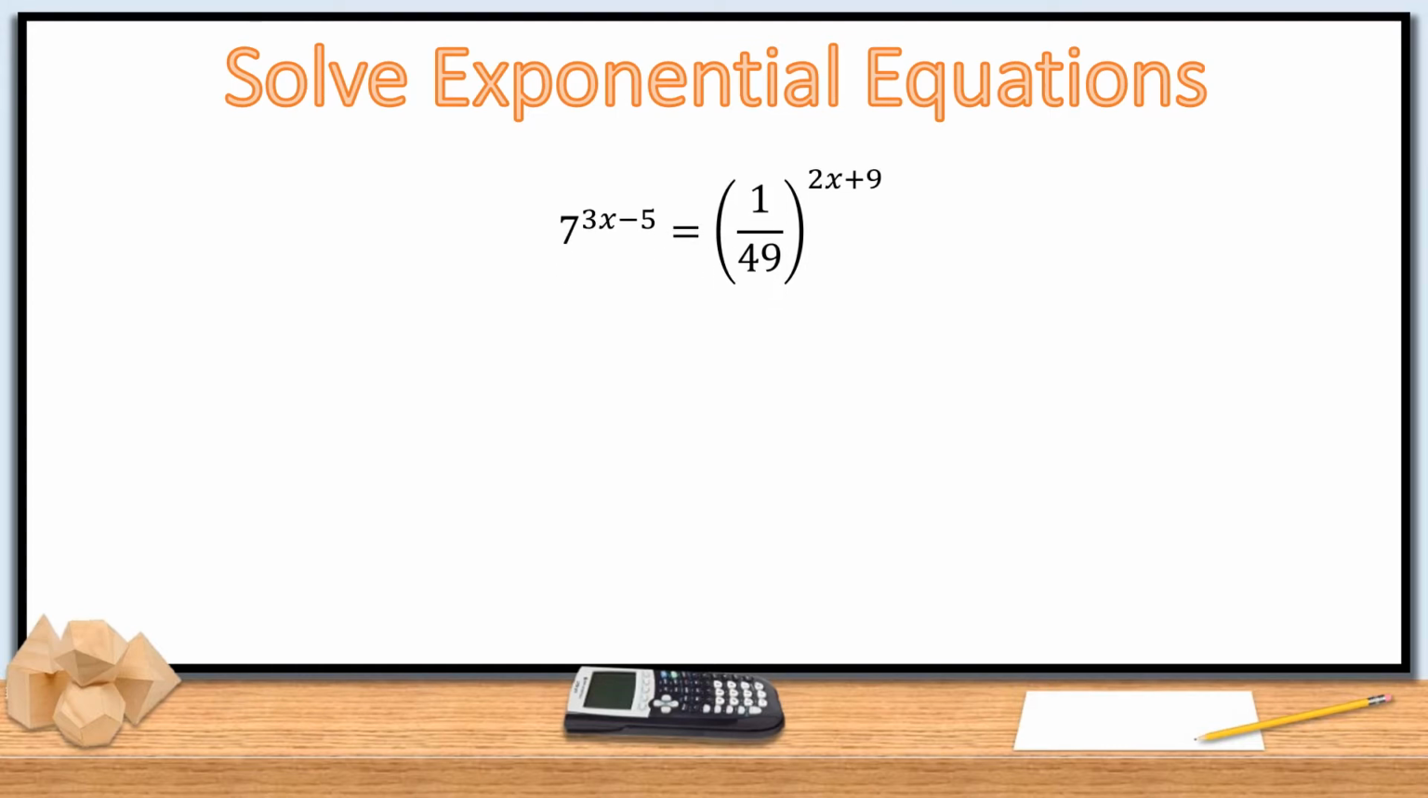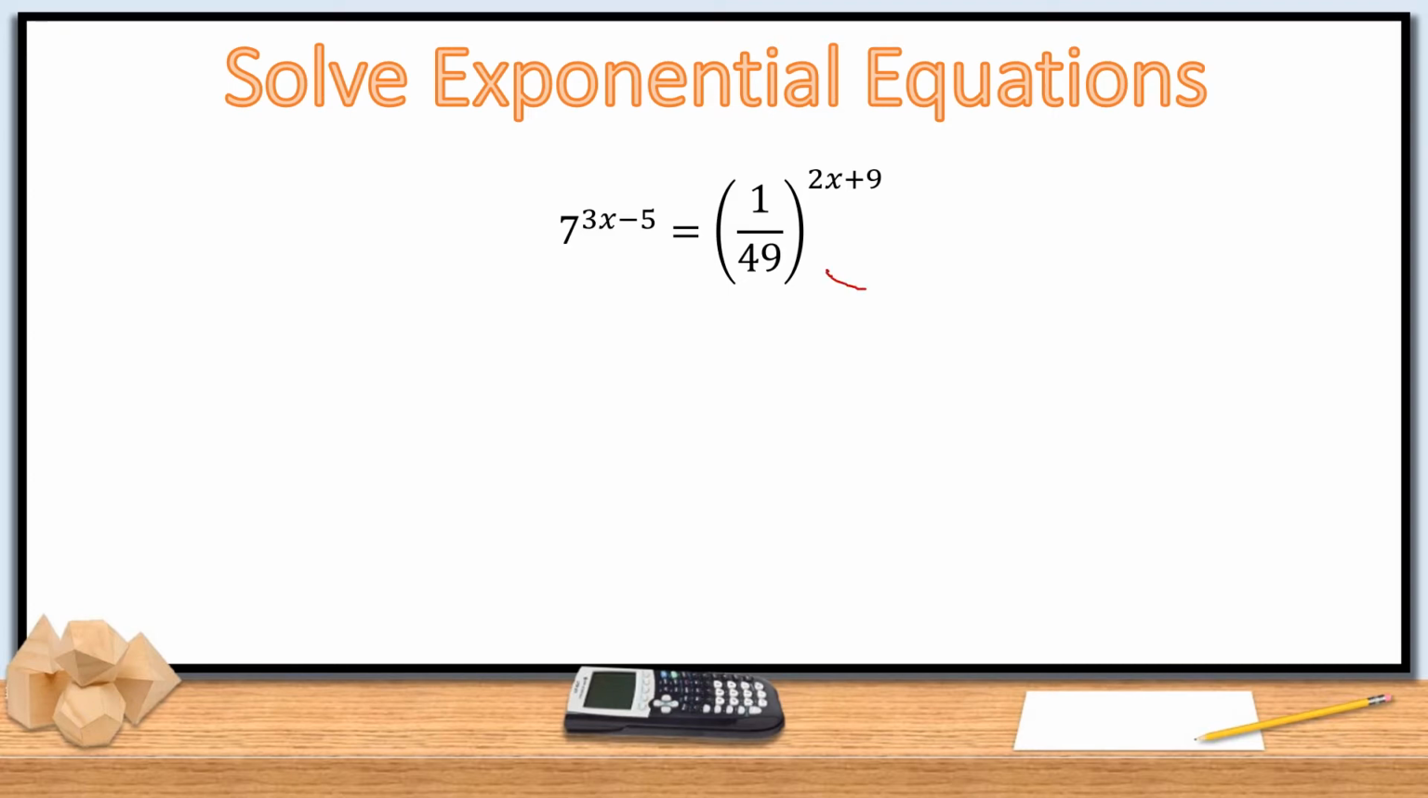You've got 7 to the power of 3x minus 5 equals 1 over 49 to the power of 2x plus 9. So at the moment, we can't really do anything with this. We need them to have the same base value. So the hardest part about this is going to be, how do you get everything to have the same base? So you're going to need to know your laws of exponents, and you're going to need to know your basically multiples as well. So 7 to the power of 3x minus 5, and we got 1 over 49.